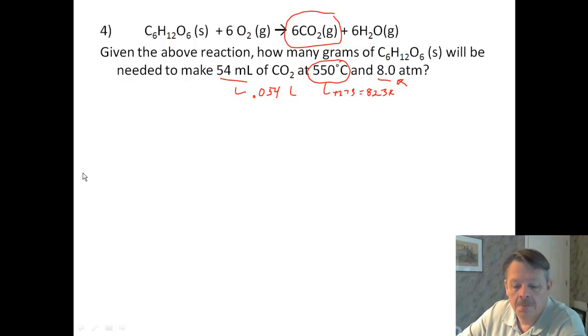All right, so let's go ahead and do this. Let's see, what do we do first? Do we do PV=nRT first? Do we do moles first? What do we do? Do we do stoich first? Think about that for a second.